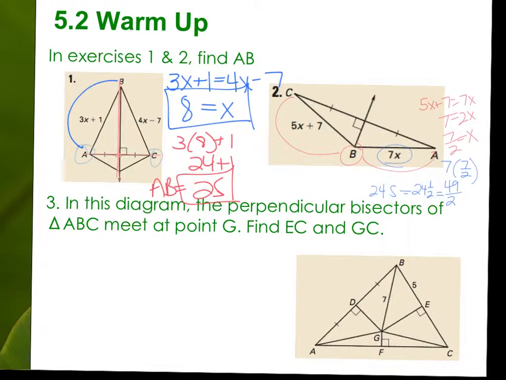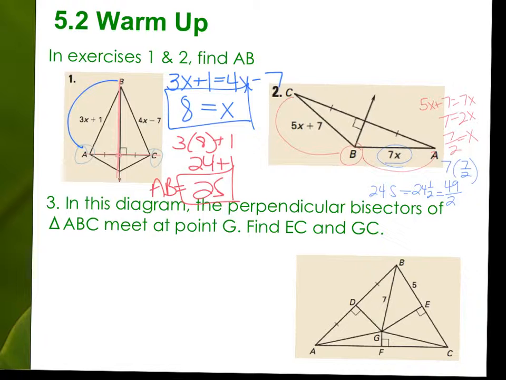Okay, so then 3 says the diagram, the perpendicular bisectors of triangle ABC meet at point G. So what's that point called? The circumcenter. Good. So a point in which 3 lines meet is called a what? It's a point of concurrency. So the point where any 3 segments meet is called a point of concurrency. The point of concurrency of perpendicular bisectors is called the circumcenter.